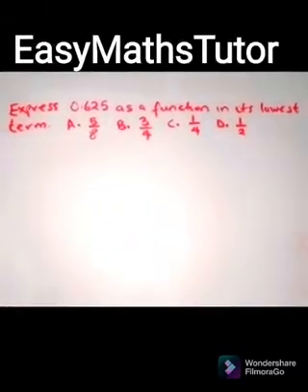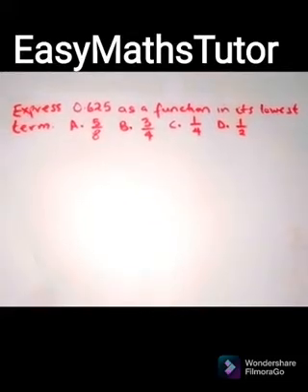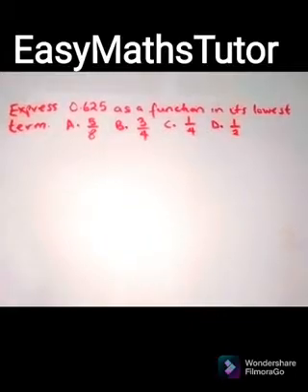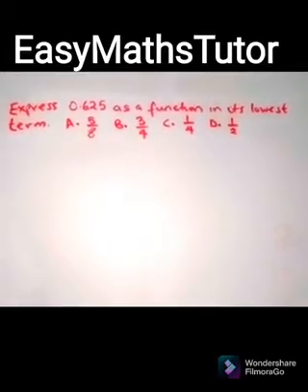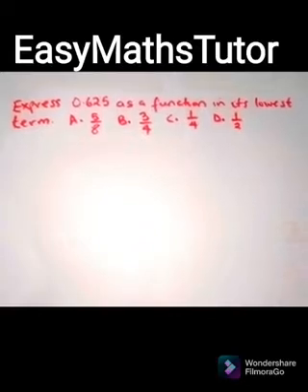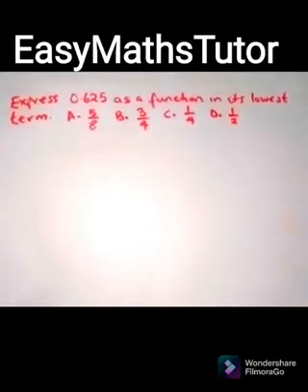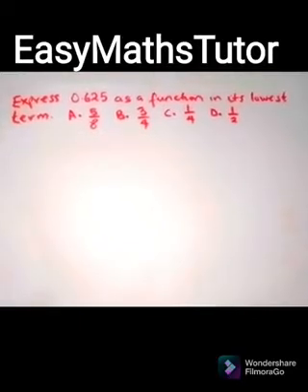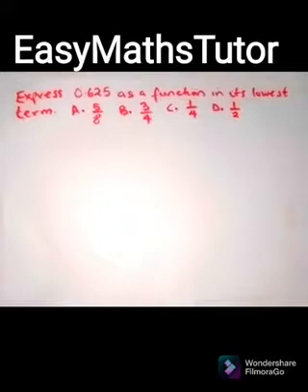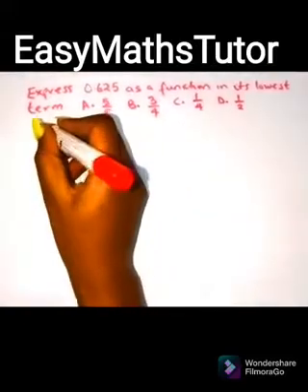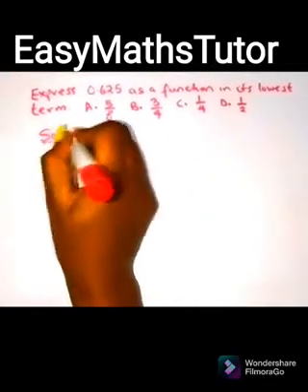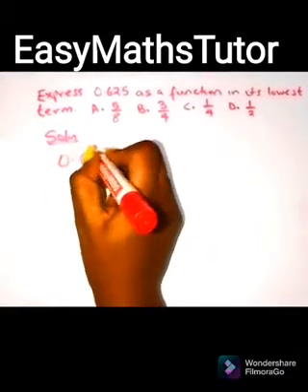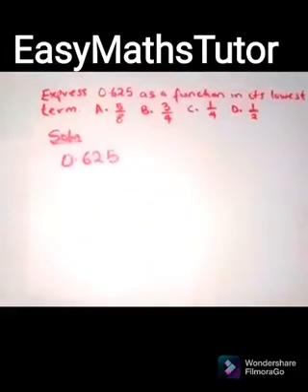And so we have another question here from our objective maths test. And it reads, express 0.625 as a fraction in its lowest term. Okay? We have the options A, 5 over 8, B, 3 over 4, C, 1 over 4, and D, 1 all over 2. So, first of all, how do we solve this? The solution to this problem. First of all, we'll write out the fraction or the decimal, okay?